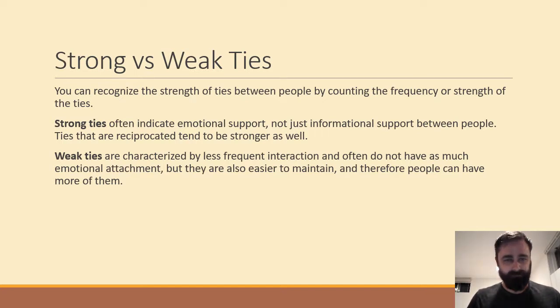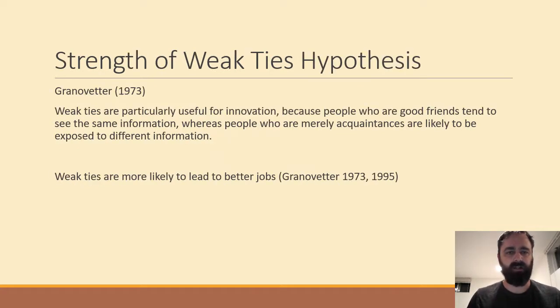Weak ties are characterized by less frequent interaction, often not as much emotional attachment, but they're easier to maintain, and people can have more of them. Often these weak ties, we're talking about acquaintances, classmates, people you might work with. You don't get emotional support from them, but as we're going to see in a second, weak ties are super important for a well-functioning network.